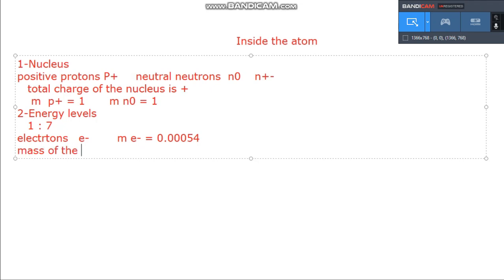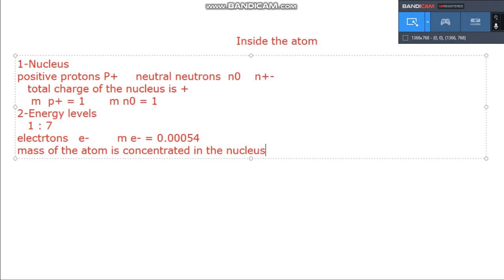So we say that the mass of the atom is concentrated in the nucleus. Why? If I give you a question, give reason: the mass of the atom is concentrated in the nucleus. Why? Because the mass of electrons can be neglected. One student only can answer. Yes, Muhammad.